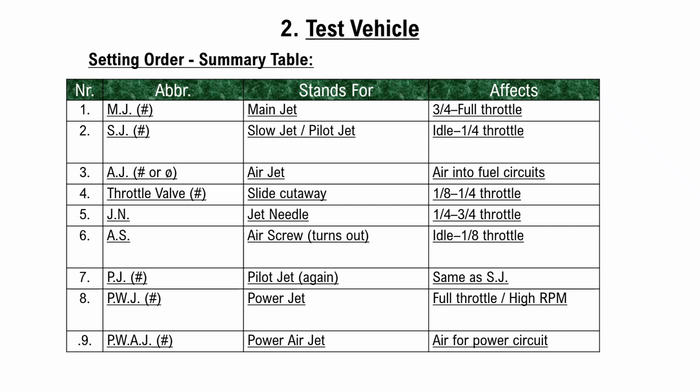Here is the summary table of all these items, recorded items that we have discussed just now. That is the main jet, slow jet, air jet, throttle valve, jet needle, air screw, power jet, and power air jet.